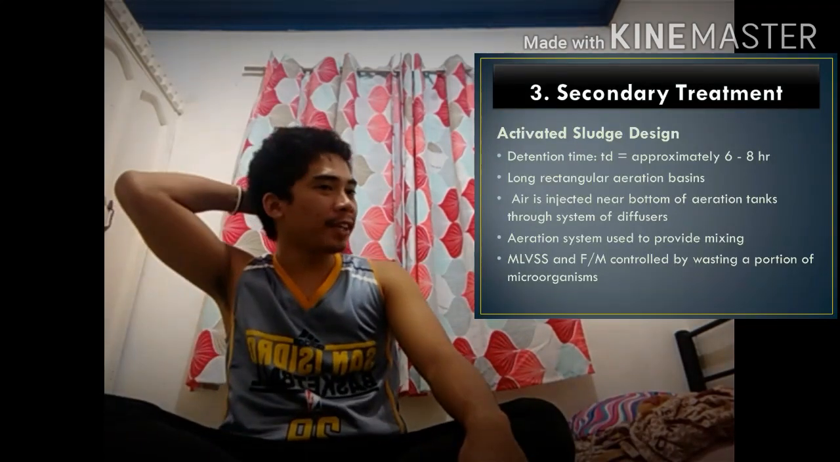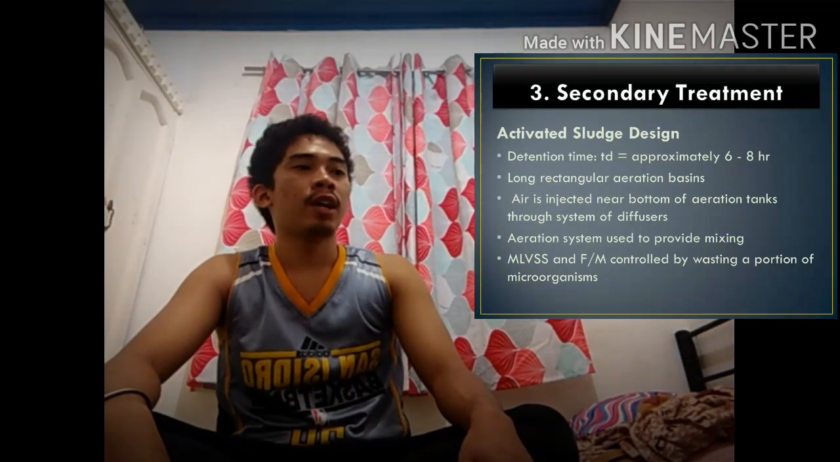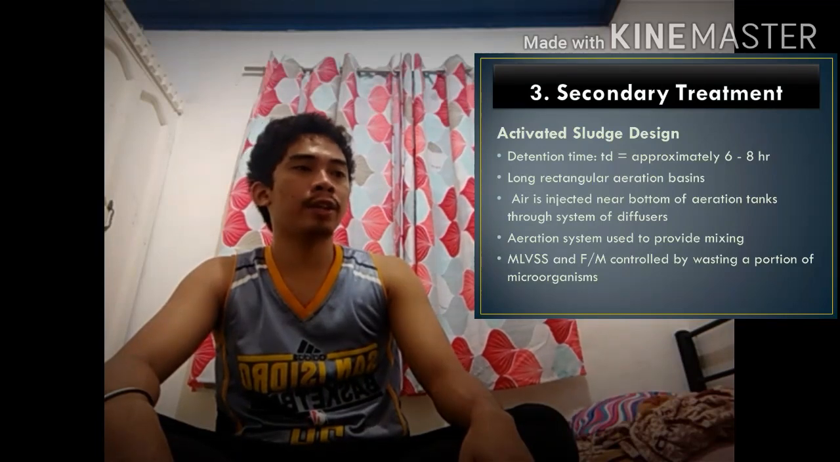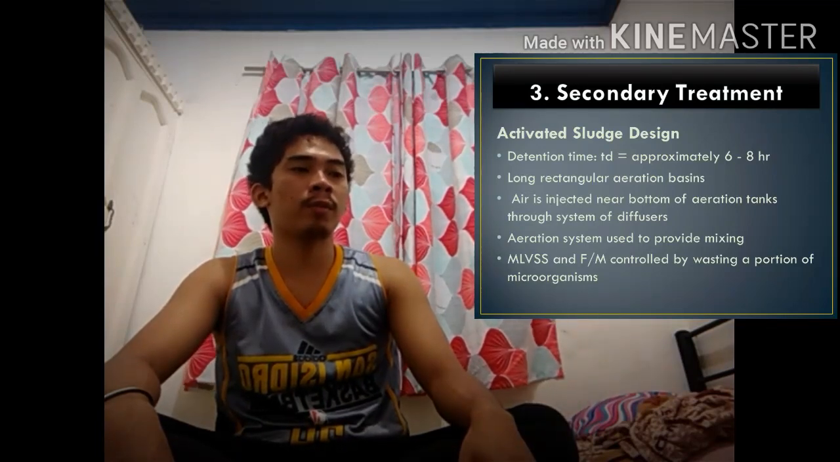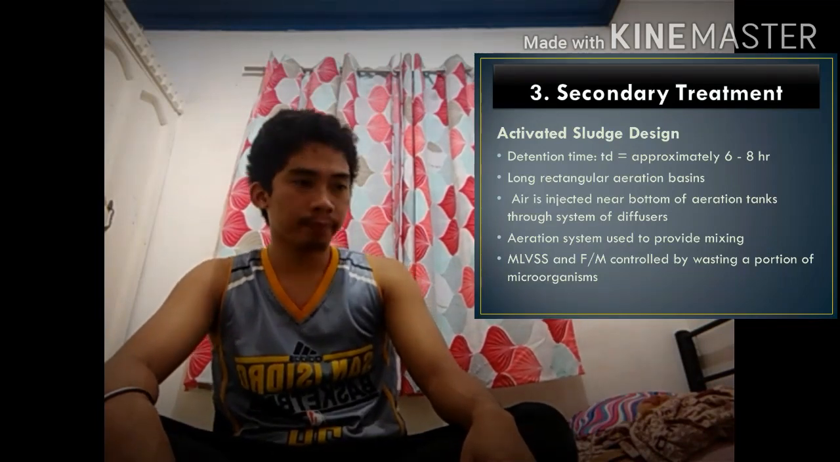Activated sludge design: detention time is approximately 6 to 8 hours. Long aeration basins are used. Air is injected near the bottom of aeration tanks through a system of diffusers. The aeration system is also used to provide mixing.